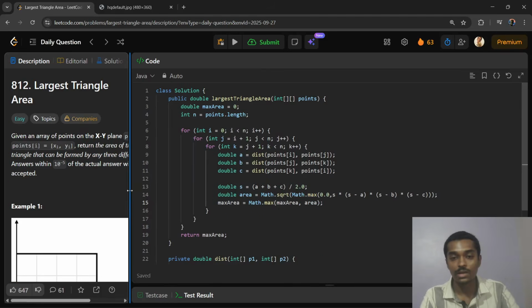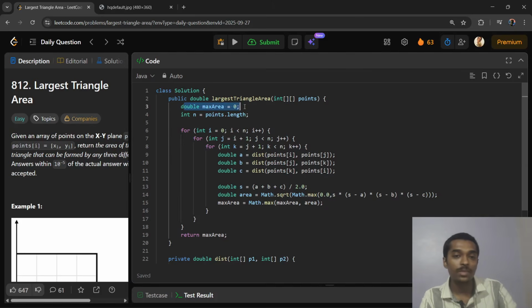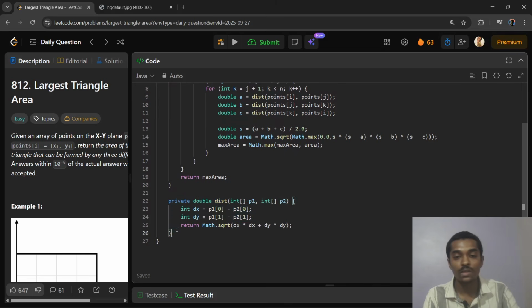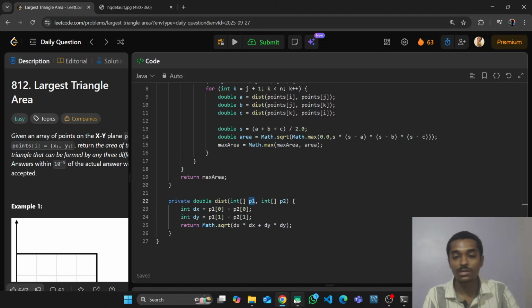Let's see. We have to take the maximum area, and we are running three for loops. The first for loop is for point 1, the second for loop is for point 2, and the third for point 3. Now we have the points. The side a is the distance between two coordinates, the first coordinate point 1 and point 2. How are we calculating the distance? This is the function, so we are taking two points. We just have to calculate this formula.